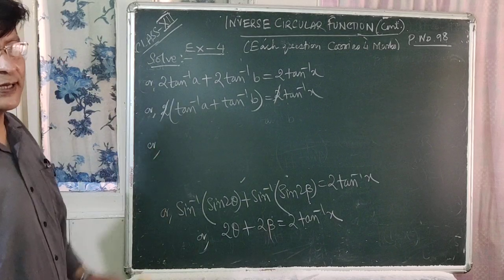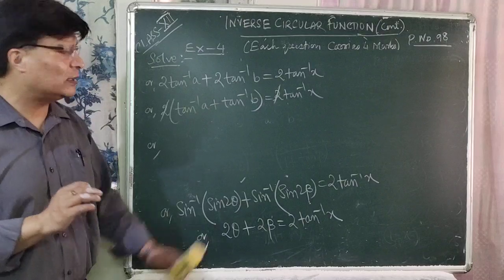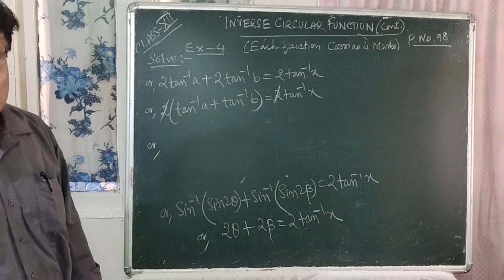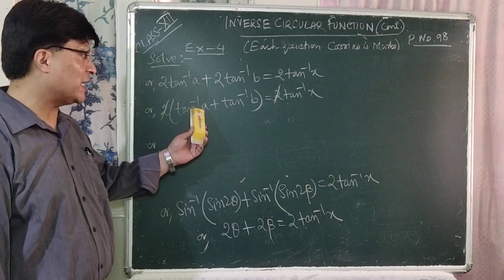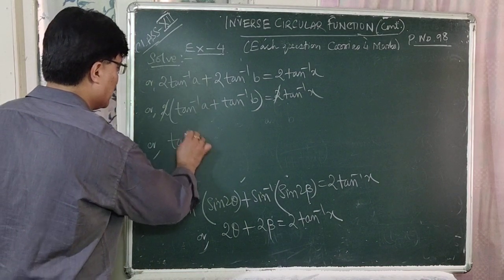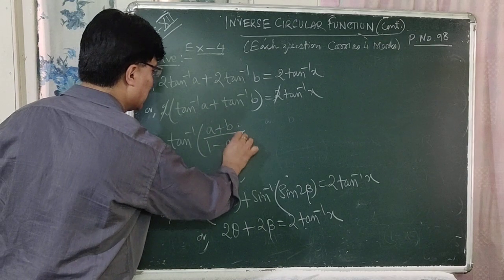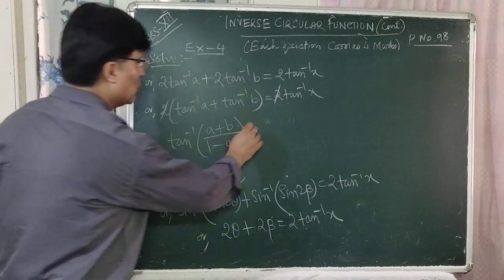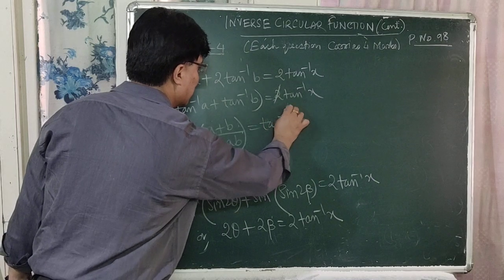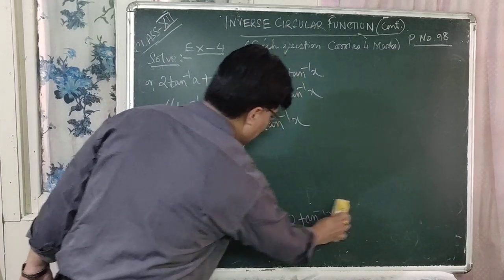Now on the left hand side, you can use a formula there. What is the formula that you can use here? Tan inverse x plus tan inverse y, but instead of x there is a, and instead of y there is b. So what is the formula here? Tan inverse of a plus b divided by 1 minus ab, which is equal to tan inverse x. Okay. So from both the sides, what can we cancel?